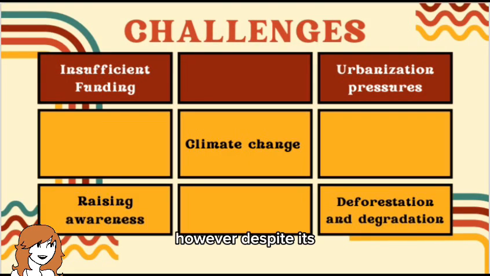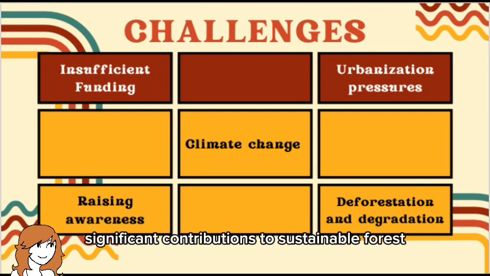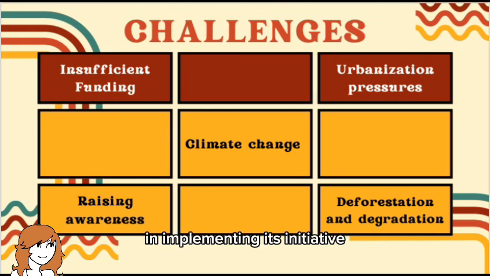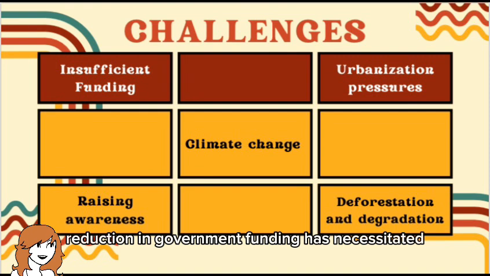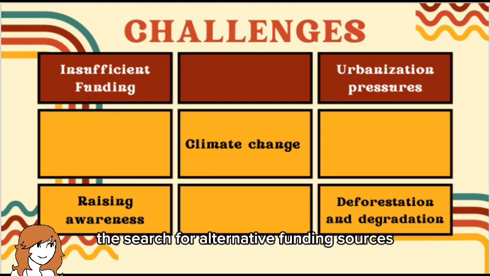However, despite its significant contributions to sustainable forest management and environmental conservation, FRIM faces several challenges in implementing its initiatives. The first one is insufficient funding. FRIM often struggles with limited funding, which affects its ability to conduct extensive research and implement large-scale projects. The reduction in government funding has necessitated the search for alternative funding sources, including private sector partnerships.